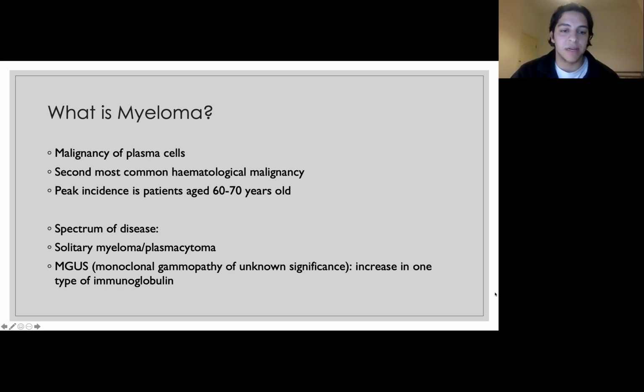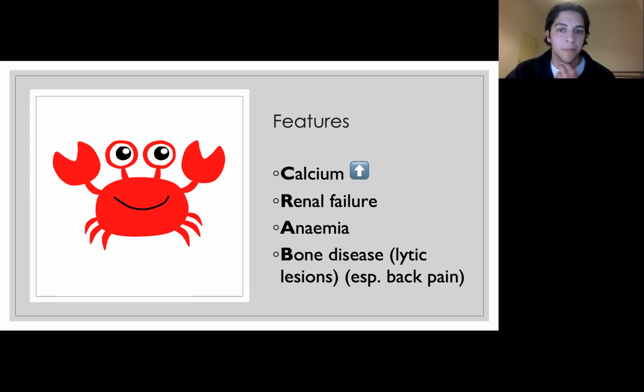But it's a spectrum of disease. So the more types of immunoglobulin that are affected, the more severe the myeloma is going to be. So the way to remember the features of myeloma is the acronym CRAB. I think I saw this on Past Medicine. They've got some good resources on there.